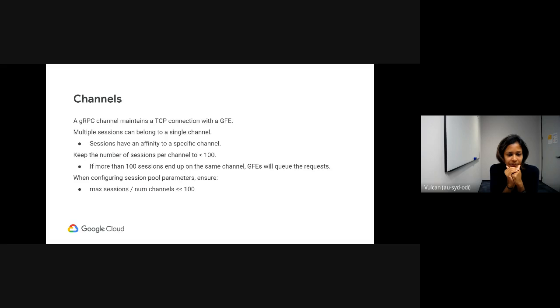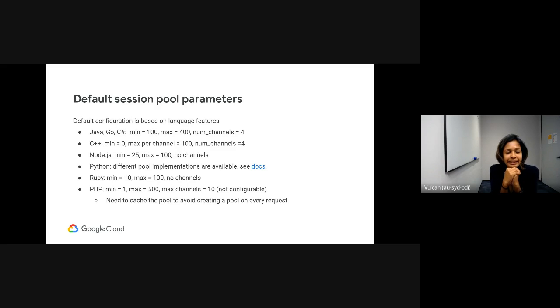So, this is one of the reasons why I said earlier, try not to touch the configuration, because you have to understand this idea to be able to configure it without causing your application any harm. So if you are configuring the max sessions and num channels parameters, try to make sure that there's less than 100 sessions per channel. Okay, so what are the defaults that we've specified for each of the languages?